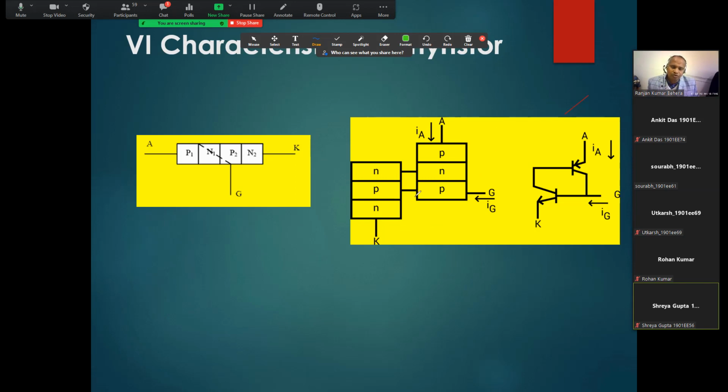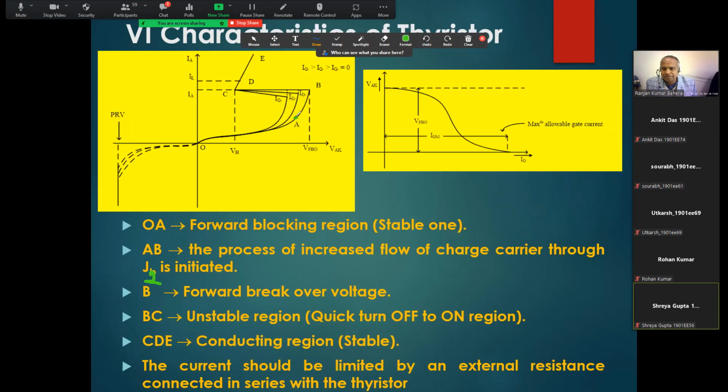So this is the two-transistor model you can see here. There is an NPN transistor and a PNP transistor, and all other things remain as they are. Now you have a cathode, you have an anode, and this is the equivalent circuit. When you increase this voltage more and more, to the forward breakover voltage, the charge carriers through this leakage path will start increasing, and suddenly the breakover takes place at point B, and now the thyristor will switch, and B and C is the unstable region.